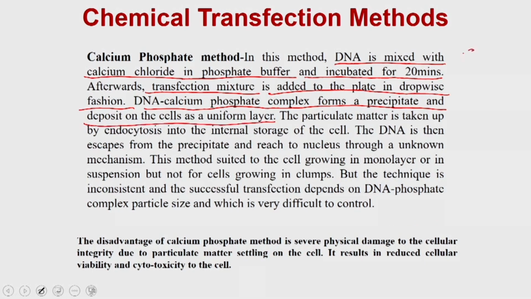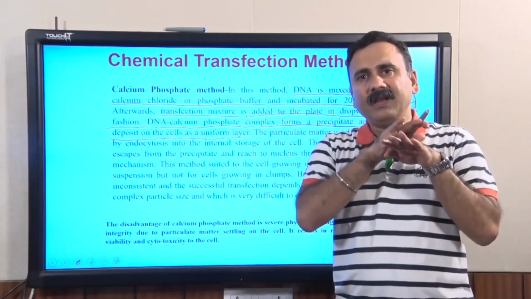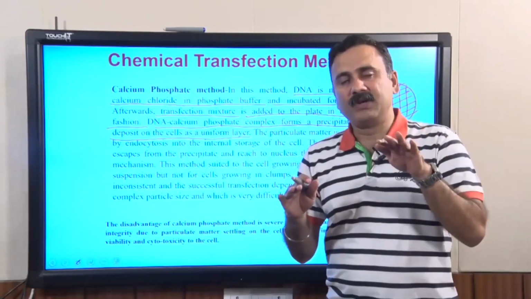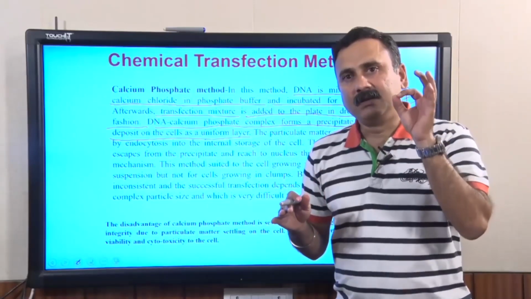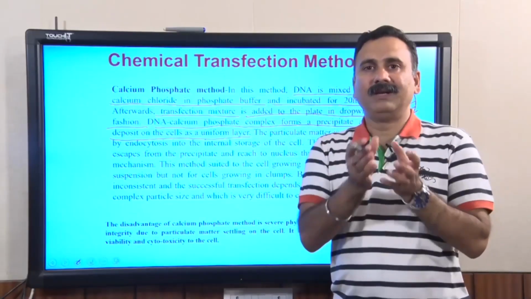So, it will be like you have the cells on the petri dishes, and it actually makes a cover or curtain kind of situation. If you see these cells under the microscope, you will see that the cells are covered with very fine powder like structures, and these powders are nothing but the calcium phosphate particles which are already engulfing the DNA.